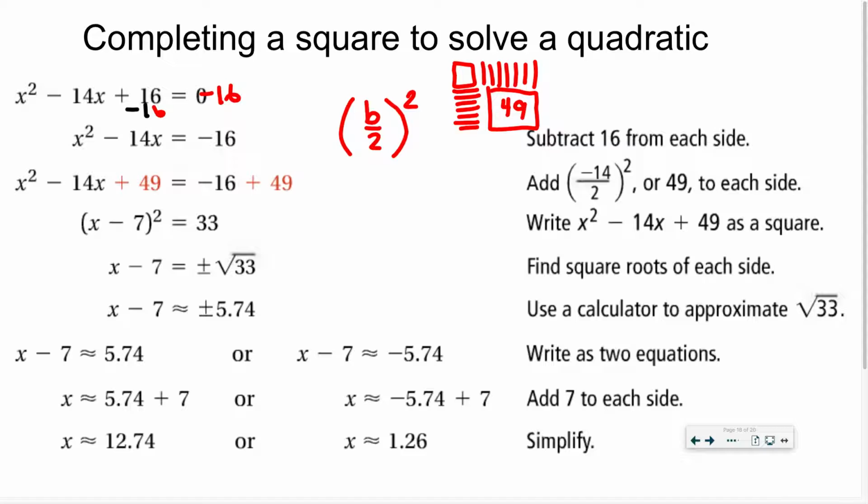But what's my issue? If I add something, no matter what it is, to the left side of an equation, what else do I have to do? Add it to the right. I have to add it to the right. Otherwise, the value of my equation is changed. So I add the 49 to both sides. So now my trinomial on the left, x squared minus 14x plus 49, that's a perfect square trinomial. I just created that. And I didn't change the value in any way.